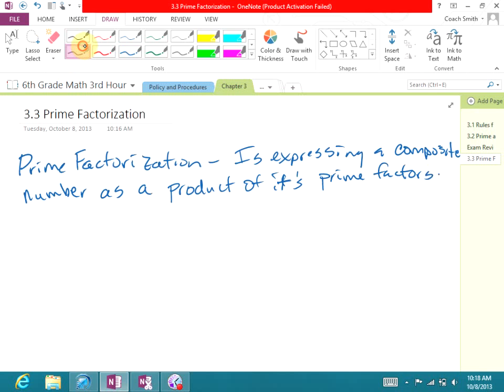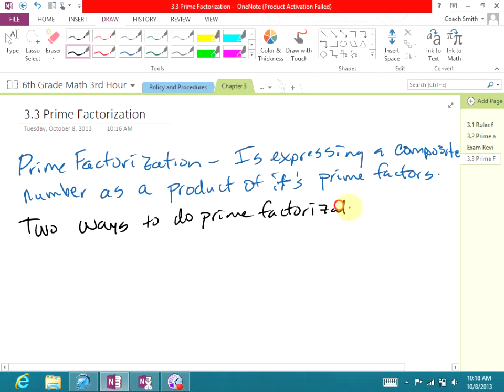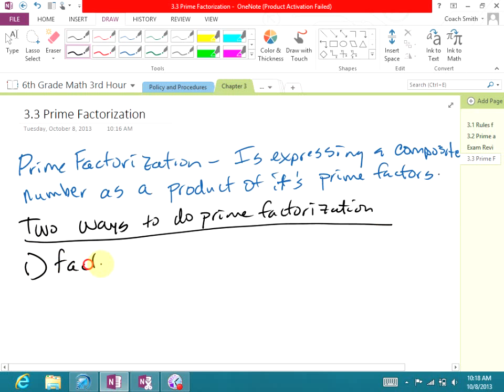Okay, now there are two ways to do prime factorization. The first way is what the book teaches, and that's the factor tree. The second way is the way I prefer, for me to do it anyway, and that's inverted division.